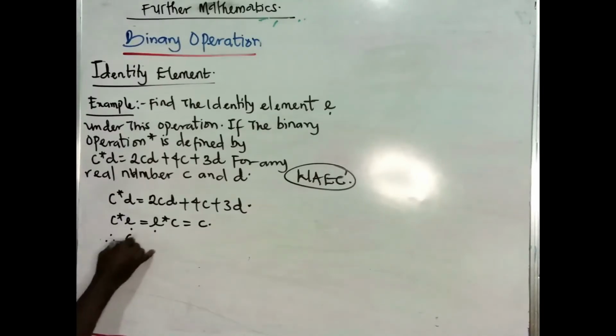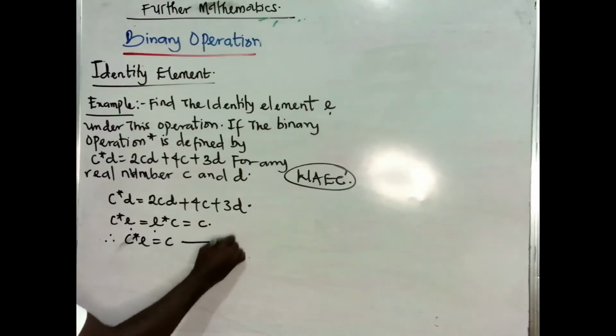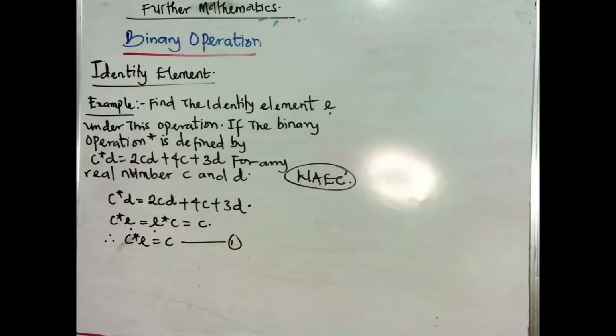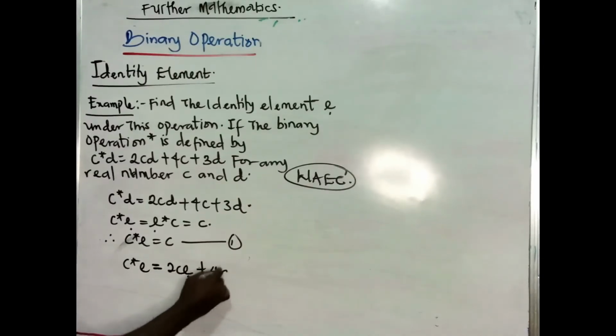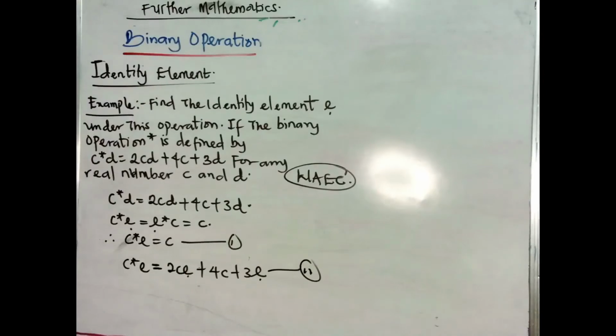Therefore, this is trying to tell us that C operation E here is now equal to C. We call this equation 1. Having noted that this is equation 1, now you take the same step. C operation E here, putting your E into this expression, it becomes 2CE plus 4C plus 3E. And I'll call this my equation 2.